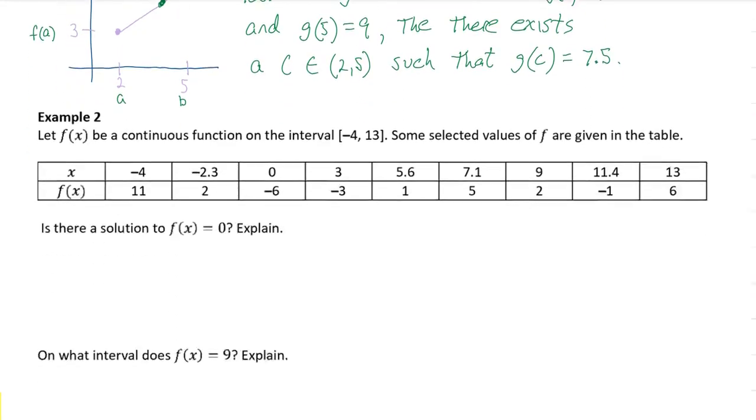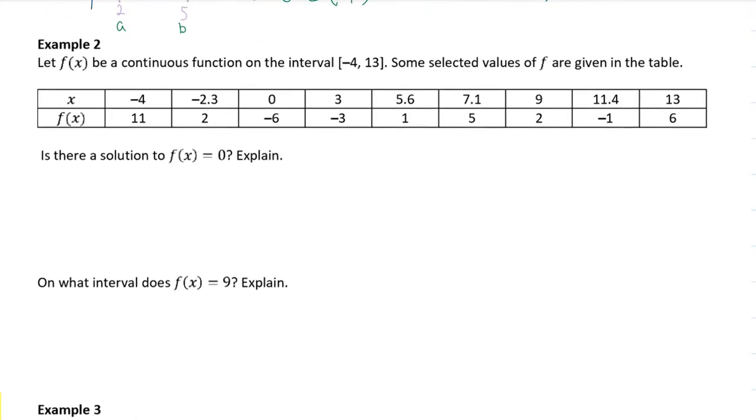So take a look at the next one. Example number 2. Here's your key right here. Let f be a continuous function. That means no gaps, no holes, no vertical asymptotes, none of that good stuff. On the interval from -4 to 13, some selected values of f are given in the table. You'll notice my table starts at -4 and goes all the way up to 13 with some selected values.